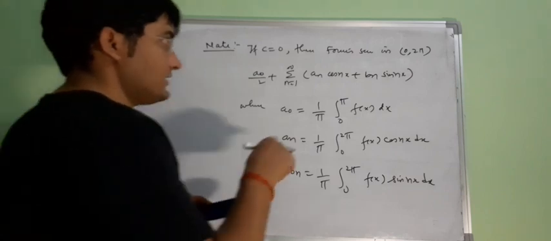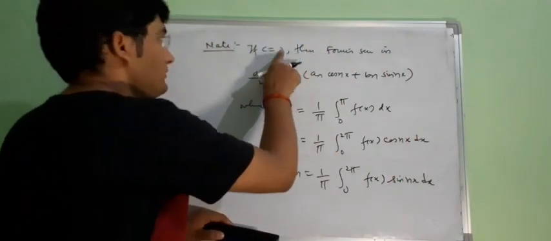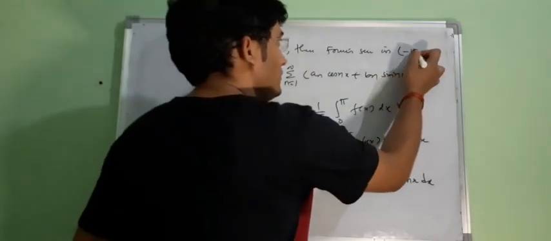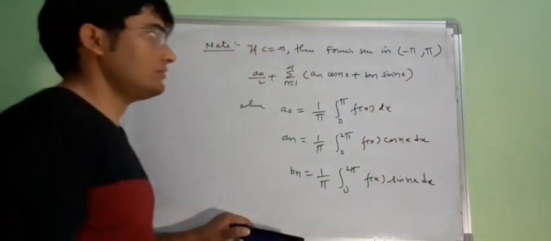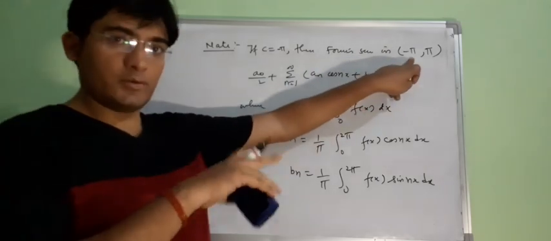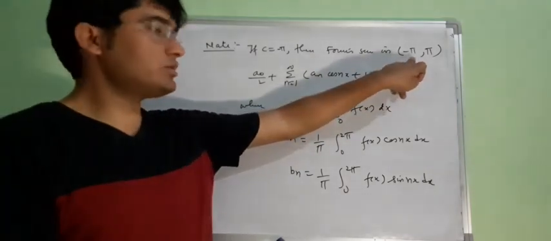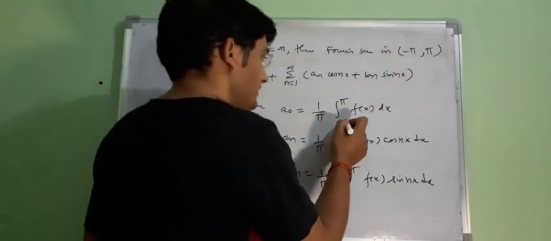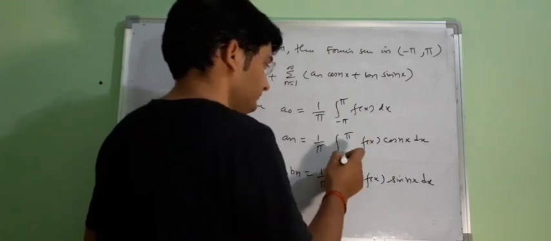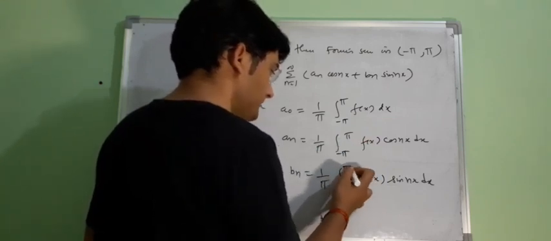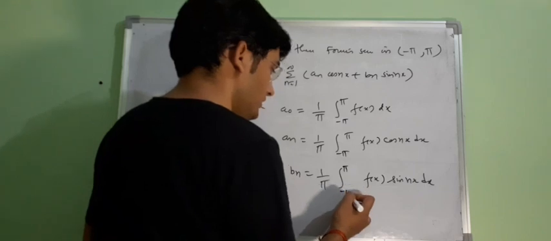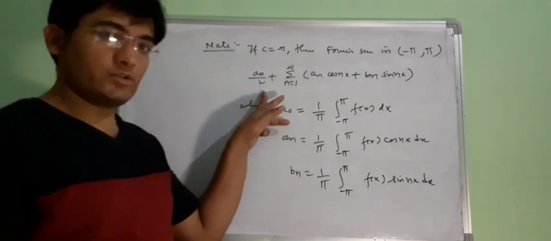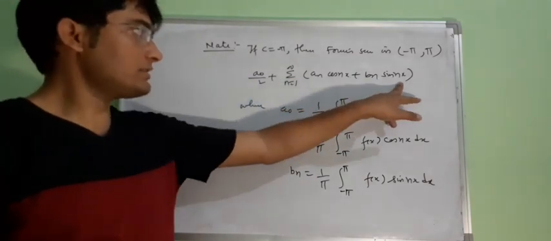Now let us write the Fourier series for the interval from minus pi to pi. Now if c equal to minus pi, then our interval will be c to c plus 2 pi. Now c is minus pi, so this will be minus pi to plus pi. And then our Fourier coefficients will be this one. So if the interval is from minus pi to pi, then our Fourier series will be a0 by 2 plus summation of an cos nx plus bn sin nx.